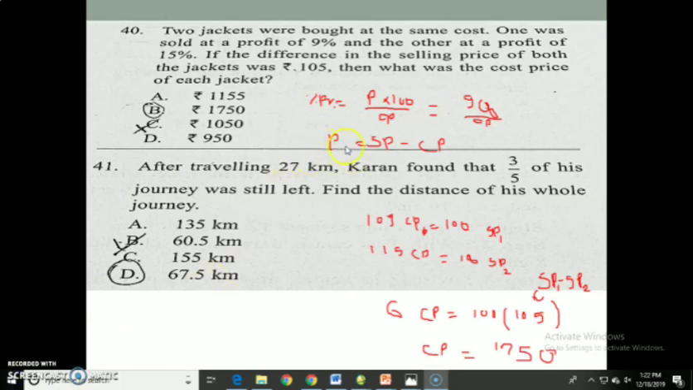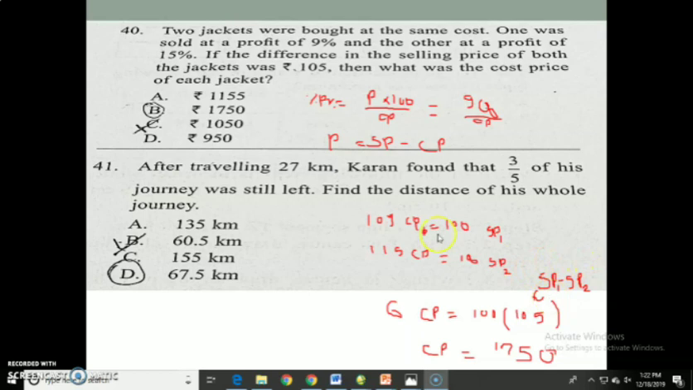So you will get two equations, 109 Cp equal to 100 Sp1. Sp1 is the selling price for the first 9% profit. Sp2 is the second selling price for the profit of 15%. So you have got these two equations.